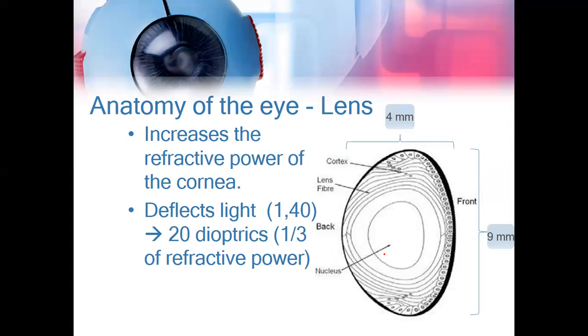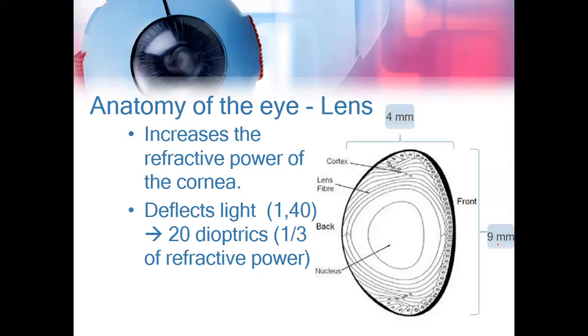And we're almost done, guys. Here we have the lens. So what does the lens do? It increases the refractive power of the cornea. As I told you, it is related to refractive power, so it deflects light, just like the cornea. I told you that the cornea was related to 40 dioptrics. On the other hand, the lens is related to 20 dioptrics. It represents 1/3 of the refractive power of the whole eye.